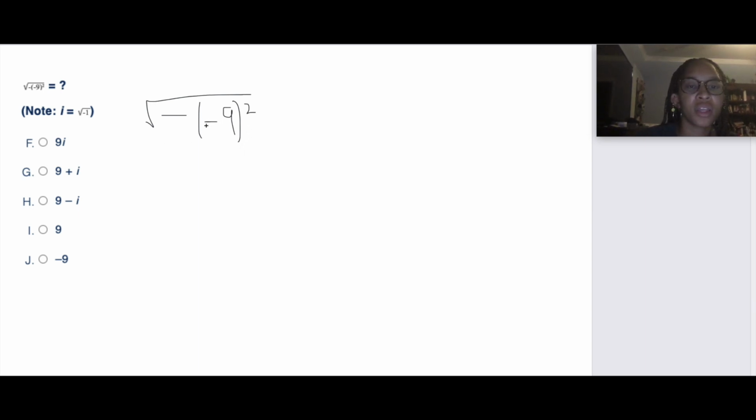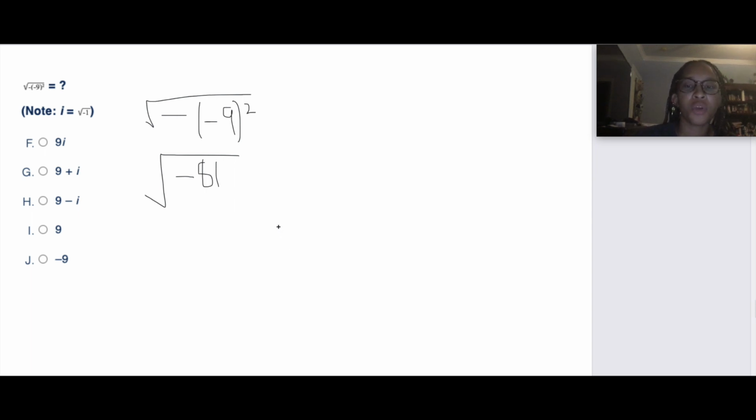So -9 squared is going to be 81. And the opposite of 81 is -81. So now we have the square root of -81. How do you answer that?